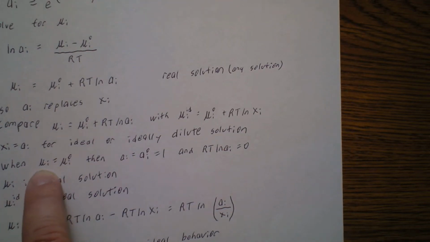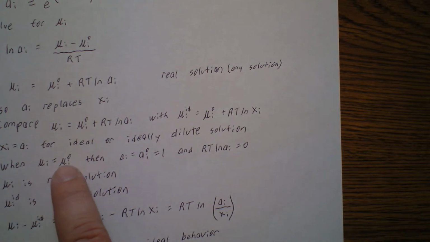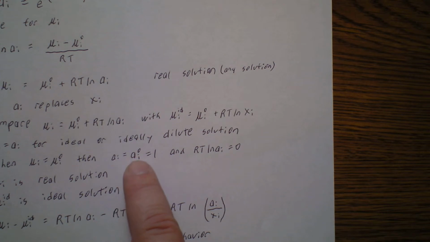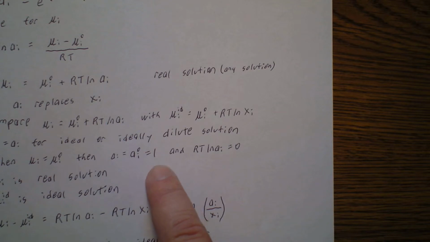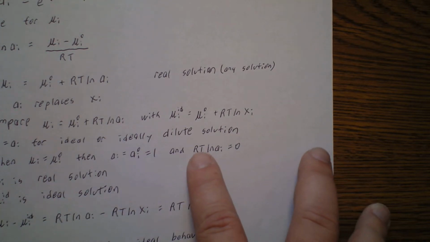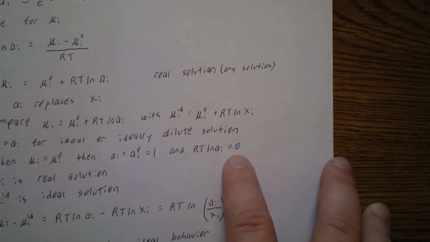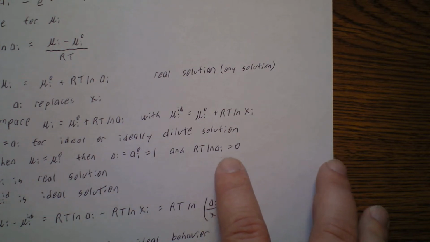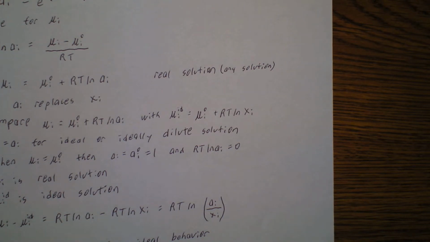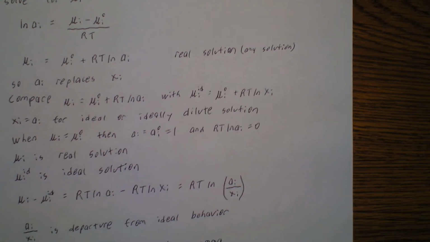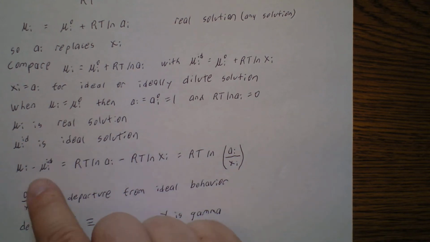Now when the chemical potential of the substance I is equal to the chemical potential of the standard state, then the activity of the substance I is going to be equal to the activity of the substance I in the standard state, which is equal to 1. And therefore, RT times the natural log of the activity of the substance I is going to be equal to 0, because the natural log of 1 is equal to 0. Now remember, the chemical potential I is going to be a real solution. The chemical potential of substance I, superscript ID, that means ideal solution from now on. Make sure you keep track of which is which.